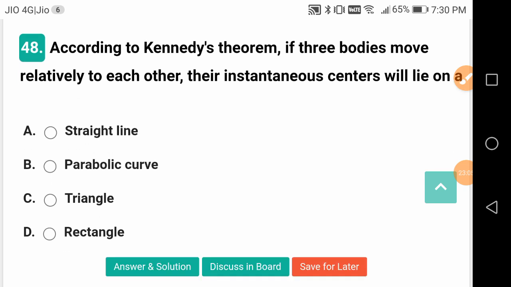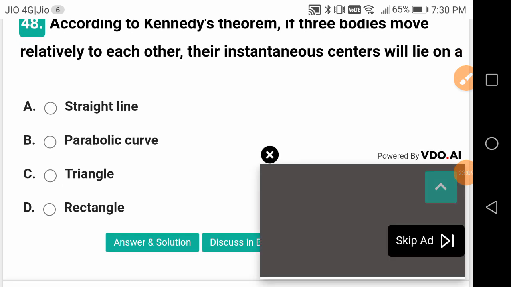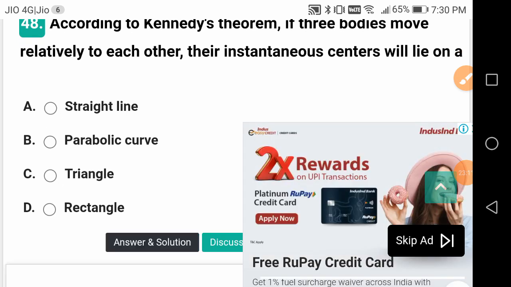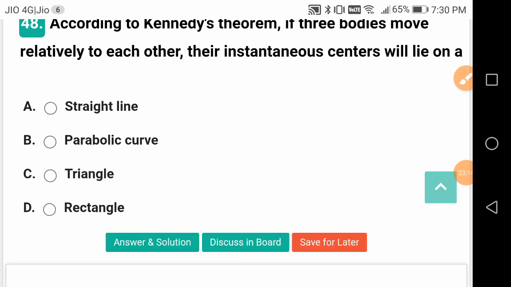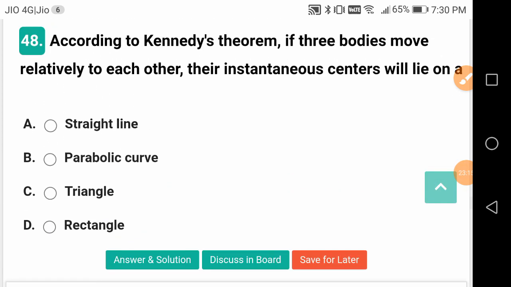According to Kennedy's theorem, if three bodies move relative to each other, the instantaneous centers shall lie on a straight line.